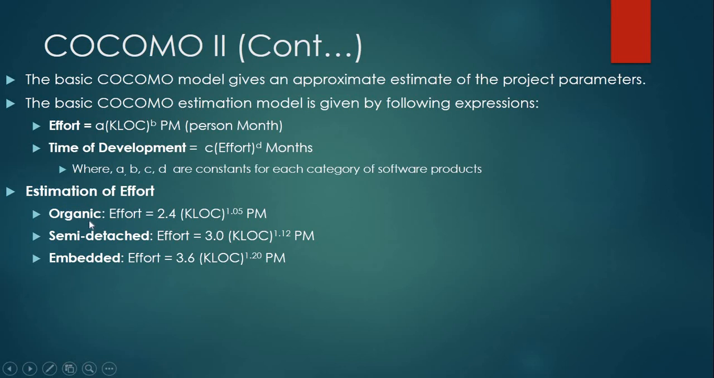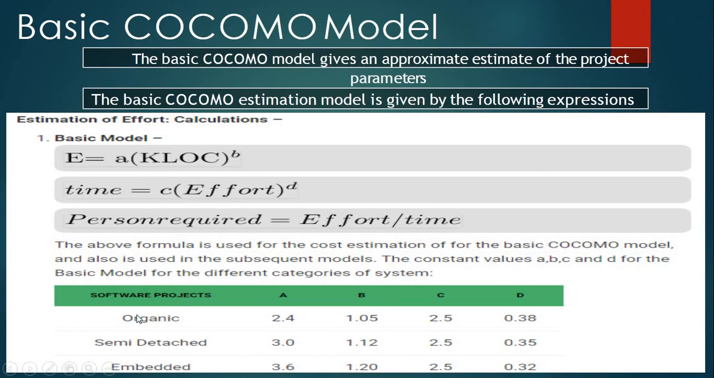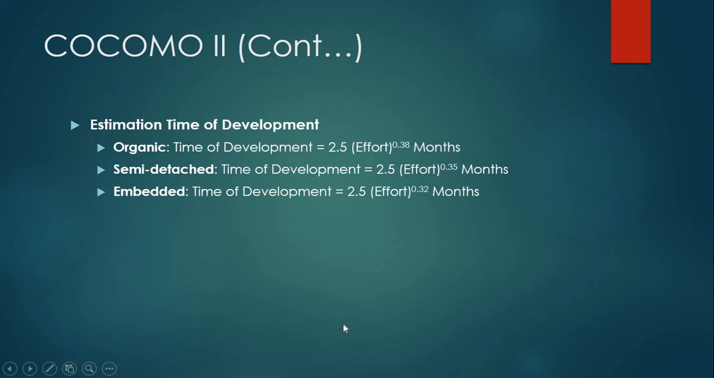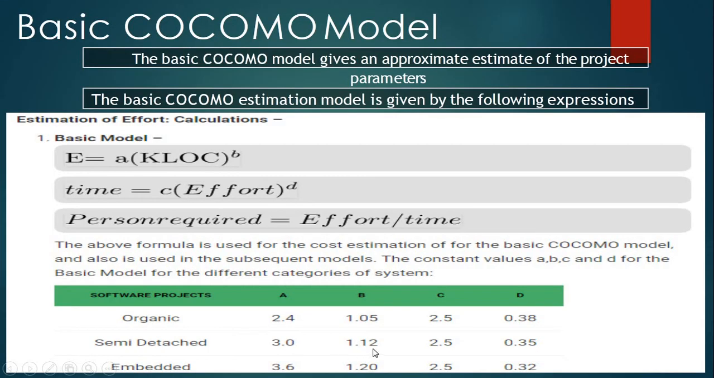Here are some examples. If we have organic software, then our effort will be 2.4 KLOC raised to 1.05, where KLOC is the kilo lines of code of our project. Why 2.4 and 1.05? Because our type is organic, and the table says that for organic software, A's value is 2.4 and B's value is 1.05. If our project is semi-detached, then effort will be 3.0 KLOC raised to 1.12, and those values of 3 and 1.12 come from this table.